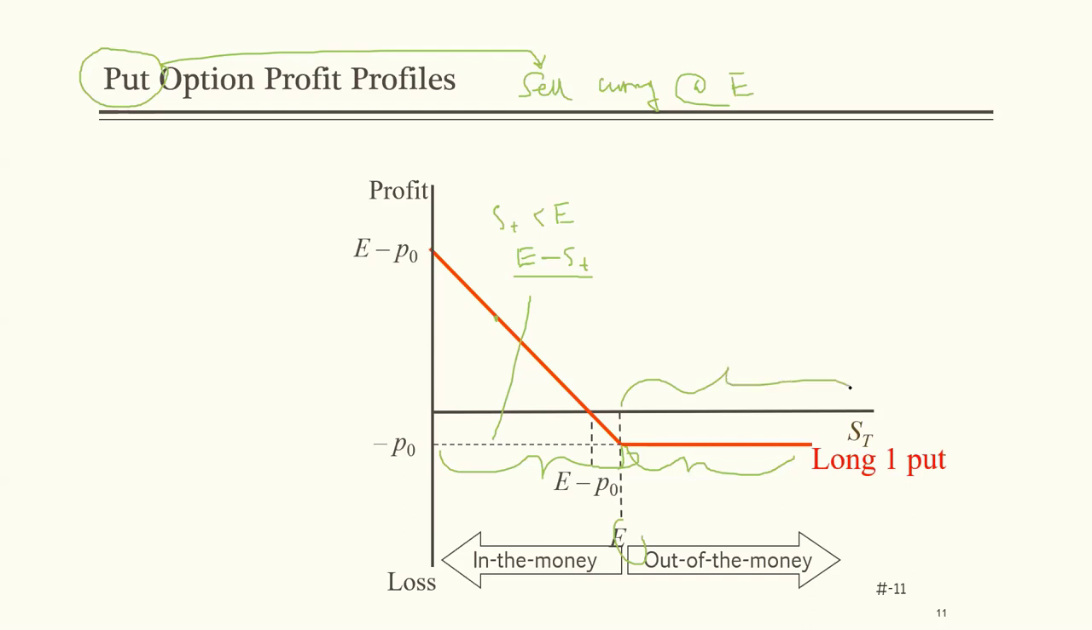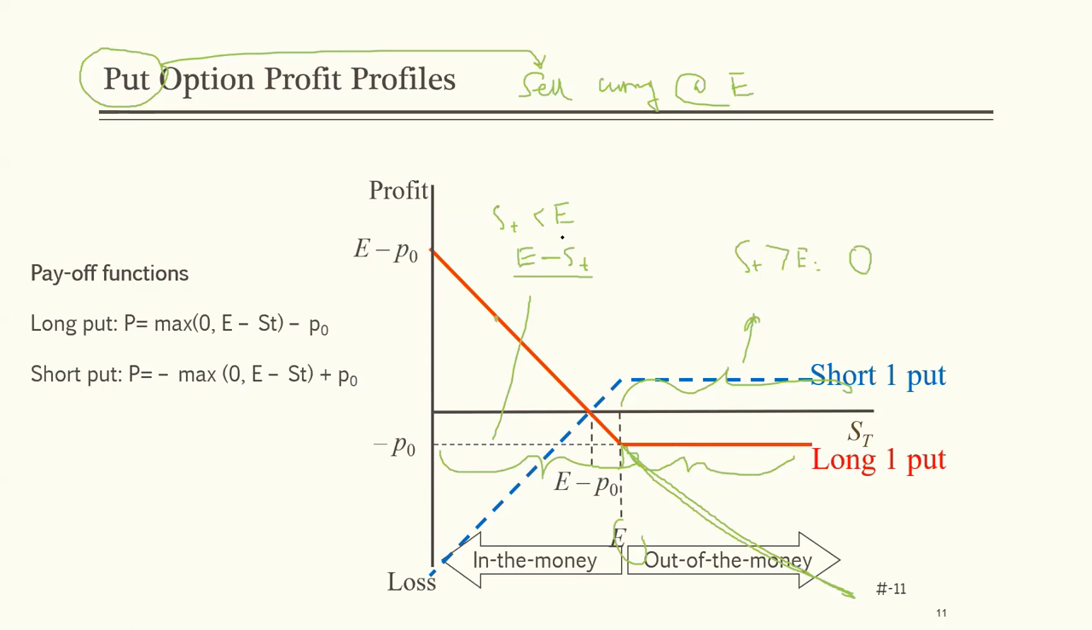On the right-hand side, this is when it's not profitable for me to exercise, okay? So if I exercise the option, I'm going to make a loss. So in this case, when ST is higher than E, I will just leave the option worthless, so my payoff is zero, okay? So therefore, if I write my payoff function, it will be max zero and E minus ST, okay?